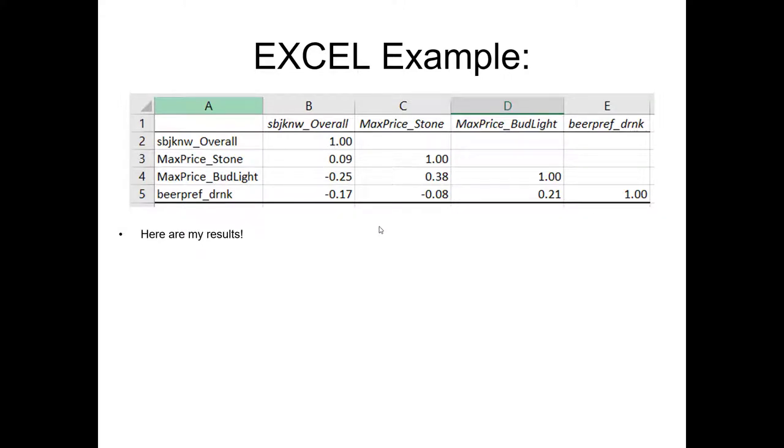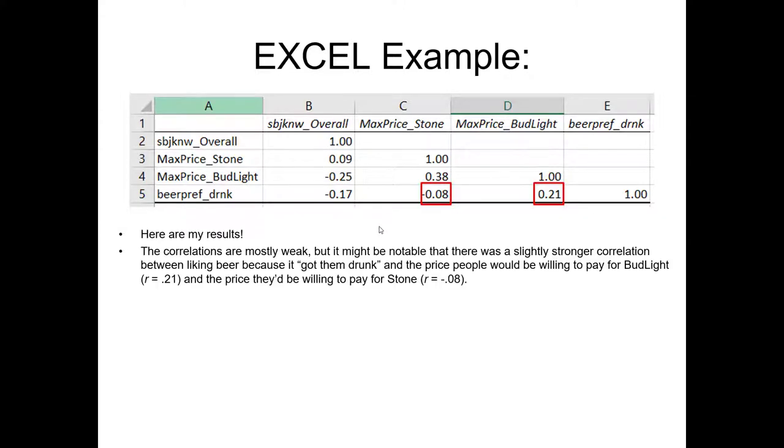The rest of the correlation values here can be interpreted as following. Generally speaking, the correlations we're observing are mostly weak. It is a little interesting that the beer preference for drunk question was not really correlated at all with the maximum price someone's willing to pay for Stone beer, but there was a weak positive correlation with their price willing to spend on Bud Light, suggesting there may be some association with the use of beer consumption for its effects more with domestic light beer rather than craft beer.